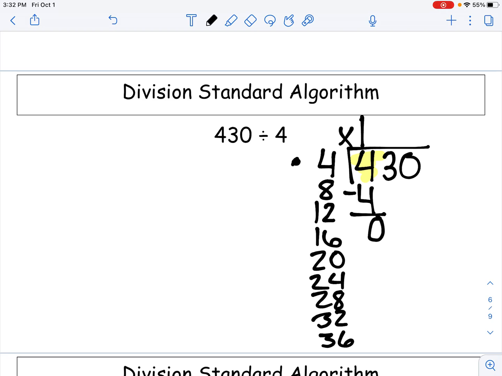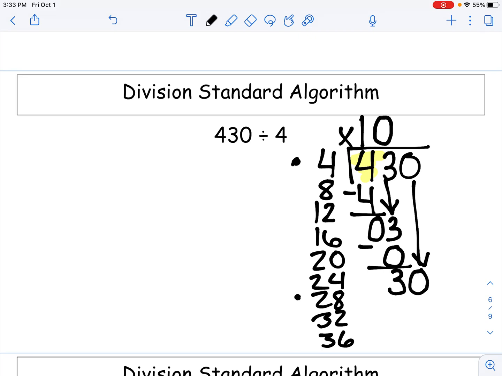Subtract. Bring down. Oh, remember these? I have 3, but I need a group of 4, and I can't get one. So if you can't get a group, 0 on top, because 0 groups on top. Multiply. 0 times 4 is 0. Subtract. Bring down. So now I have 30.